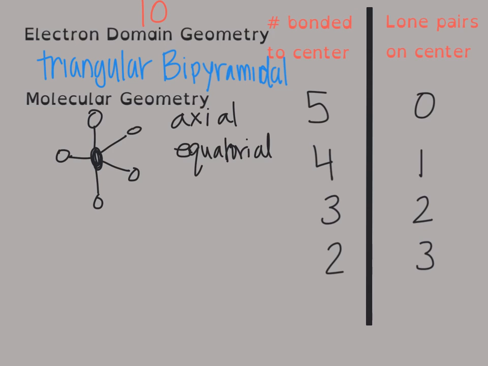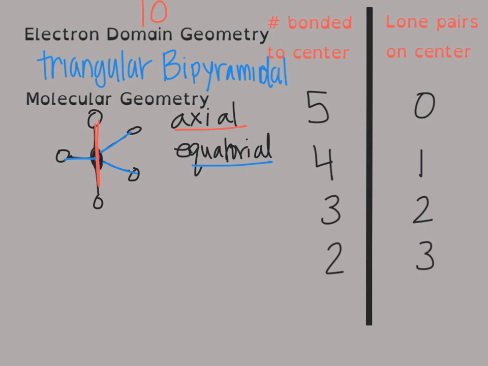Axial are in the upright position, and equatorial are in the position around the center. So in the case where you have all 5 bond domains filled with bonding pair electrons, that one is called triangular bipyramidal, with a molecular geometry of triangular bipyramidal. You can also then go on and have additional lone pair electrons attached, and they will have successively different molecular geometries.